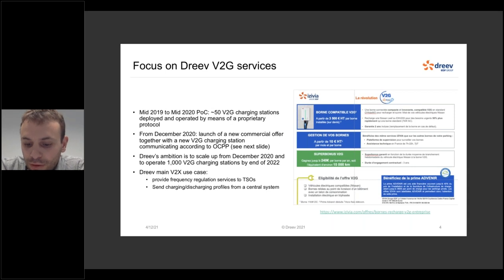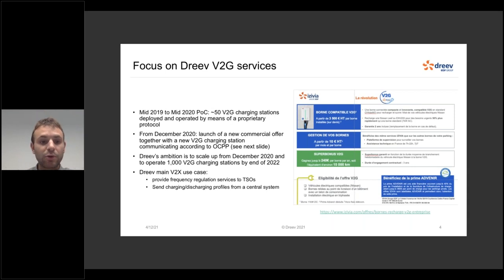So to give you just a little bit of background about what we did, and that will be helpful to understand why we did this test with the OCPP. From mid-2019 to mid-2020, we launched on-the-field proofs of concept, during which we deployed around 50 V2G charging stations at customer facilities, in order to learn from the field about technical and customer-oriented topics. And during this proof of concept, the charging stations were operated by means of a proprietary communication protocol.